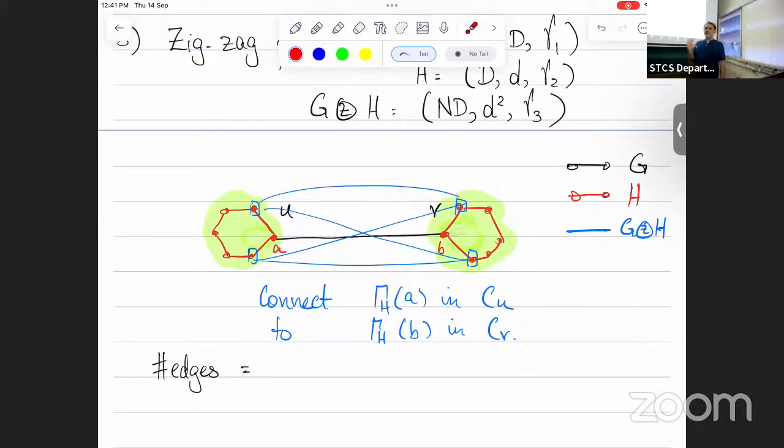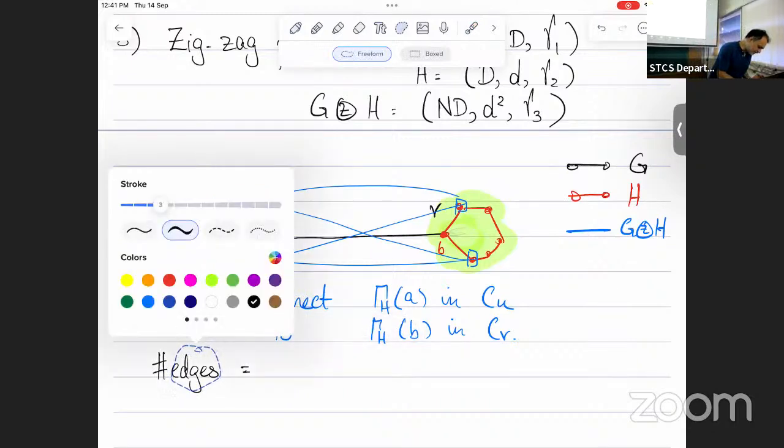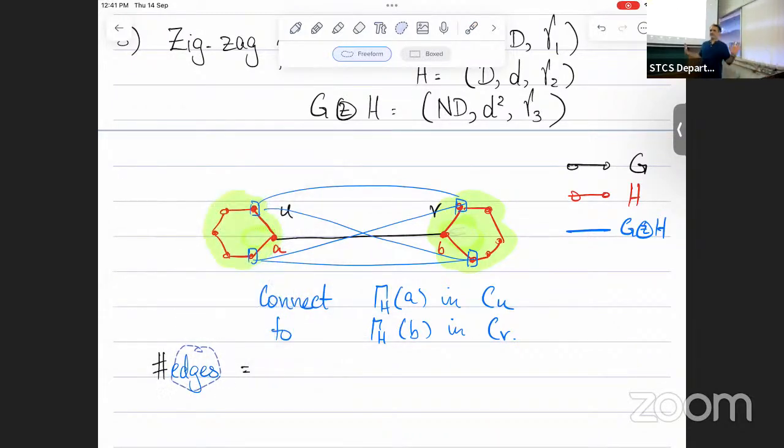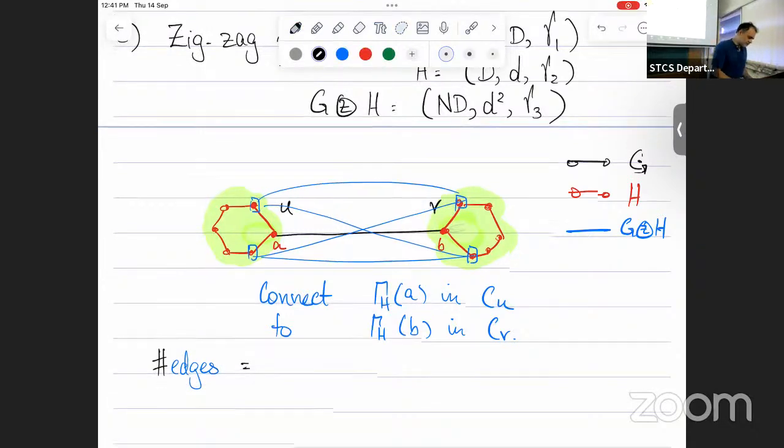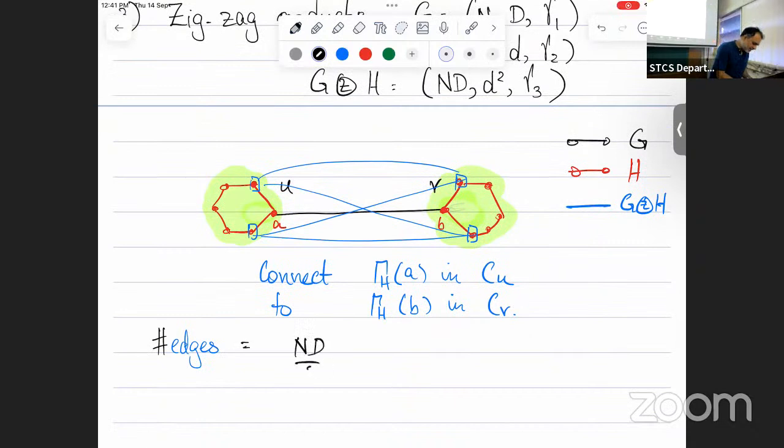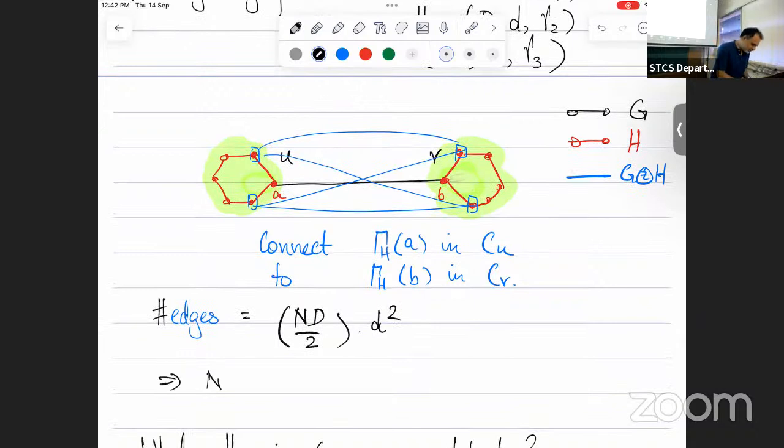But let's get a sense of how many edges does this new graph have? And by edges, I mean number of blue edges. The zigzag product is only made up of the blue edges. There are no red edges, there are no black edges. It's only made up of these blue edges. Okay, so how many edges do we have? So previously, maybe I had ND by 2 edges in the graph G. Now every edge is now going to get replaced by d squared edges. Because once I choose this edge, I am adding a whole bunch of d squared blue edges that are there. I should have made it like these are all the edges that I am adding. Okay, so therefore this is going to be this times small d squared. So this implies that the new degree is basically equal to d squared.